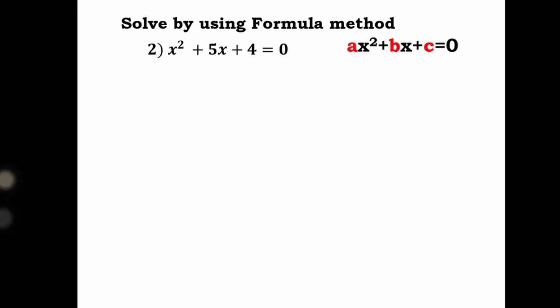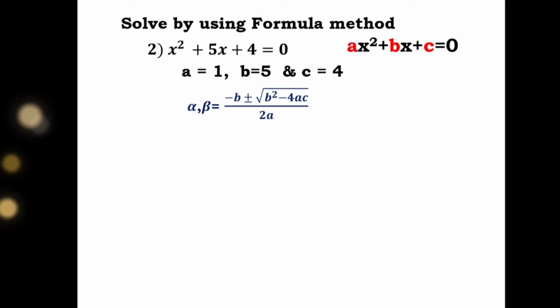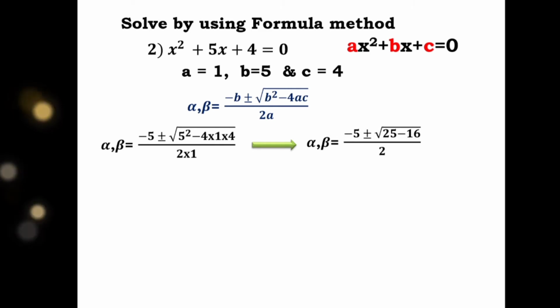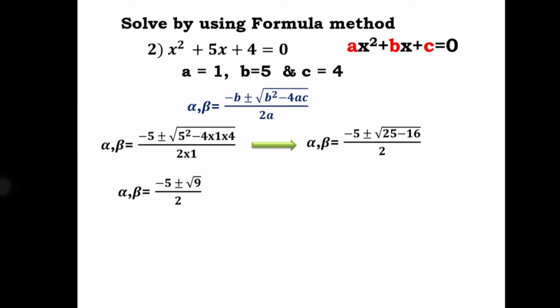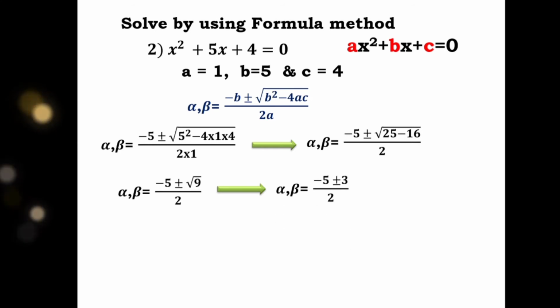For the second problem, again we have x squared plus 5x plus 4. I think you will have understood well now. You can find the values of a, b, c from the given equation by just comparing. So a is 1, b is equal to 5 and c is equal to 4. Just use the formula and substitute the values as we did earlier. The answer comes to alpha beta equals minus 5 plus or minus square root of 5 squared, which is 25, minus 16, divided by 2. 25 minus 16 becomes 9. So you get minus 5 plus or minus square root of 9, and the square root of 9 is 3, so you get minus 5 plus or minus 3, divided by 2.